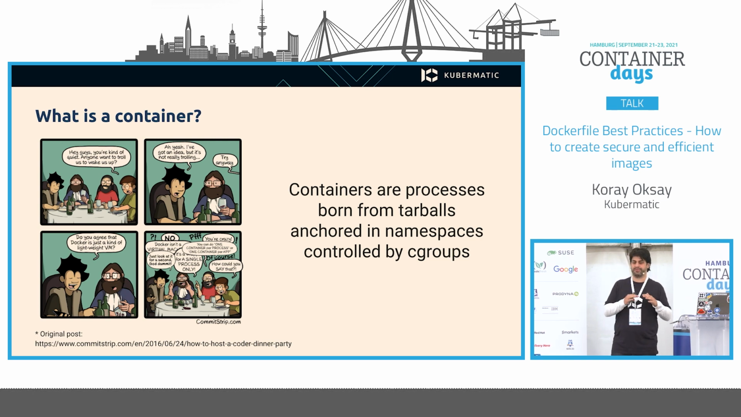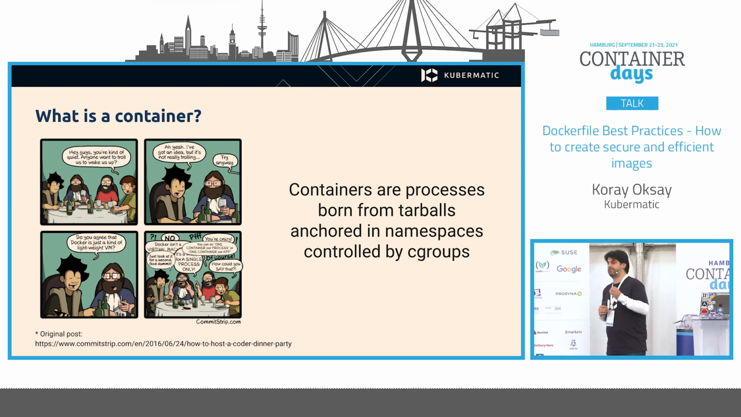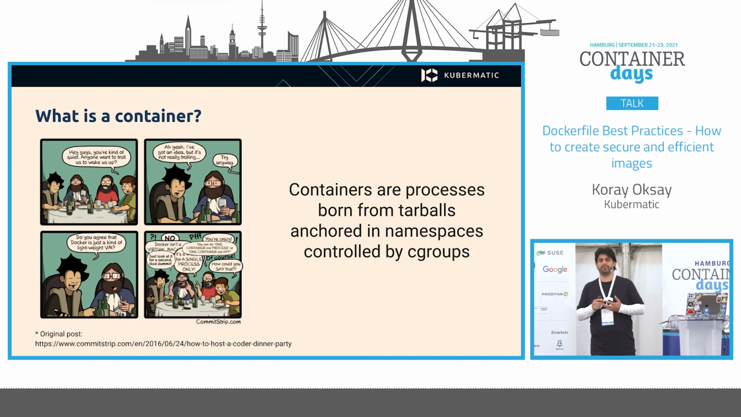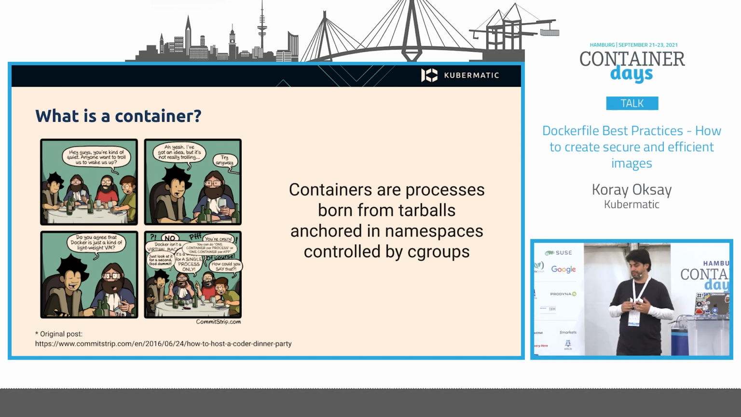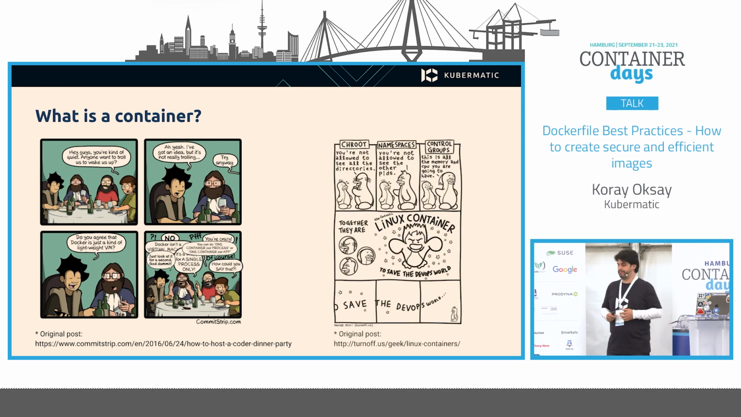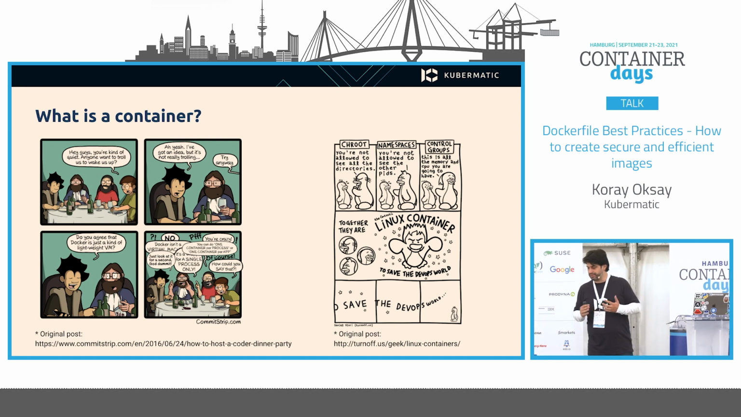They are Linux processes born from tarballs, anchored in namespaces, and controlled by C groups. So they have their own file system, they have their own namespaces for PID, mount points, and network, etc. And you can control the CPU and memory usage with C groups. So then comes the Linux container to save us all.